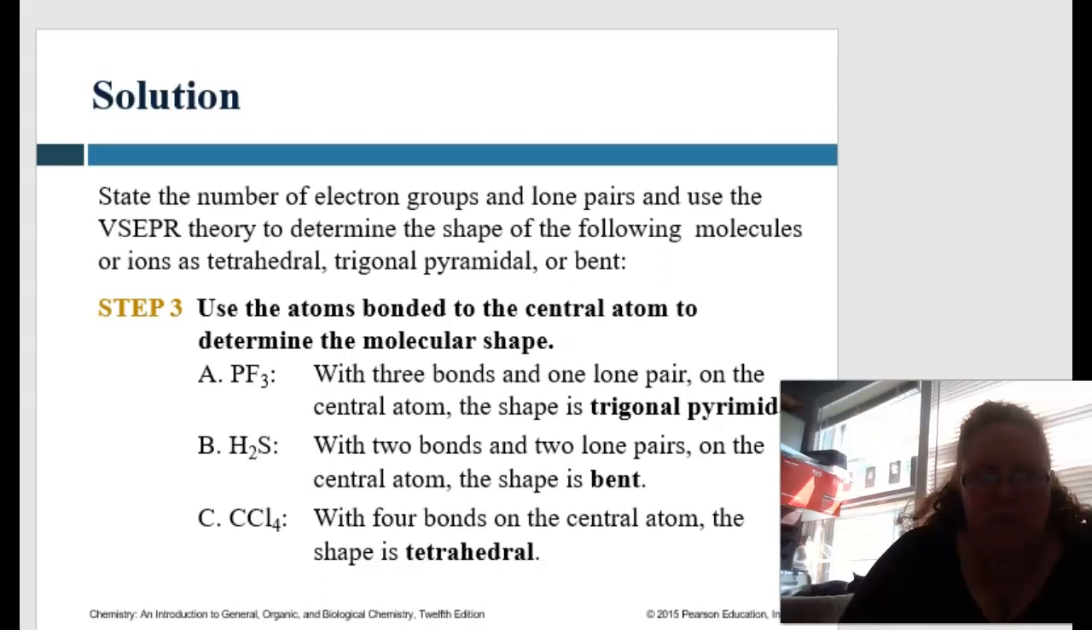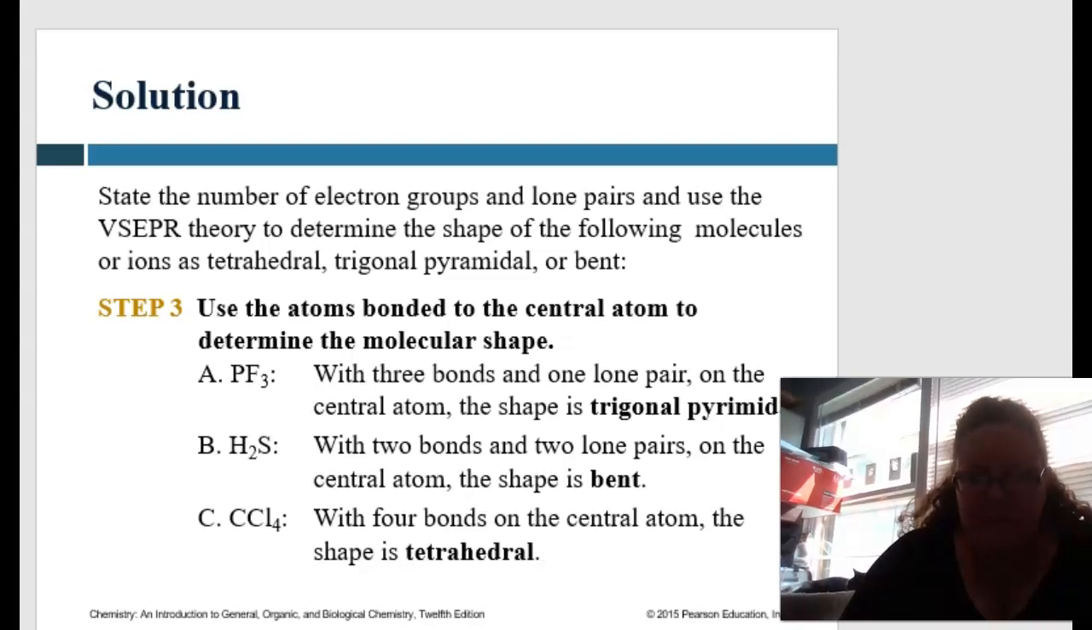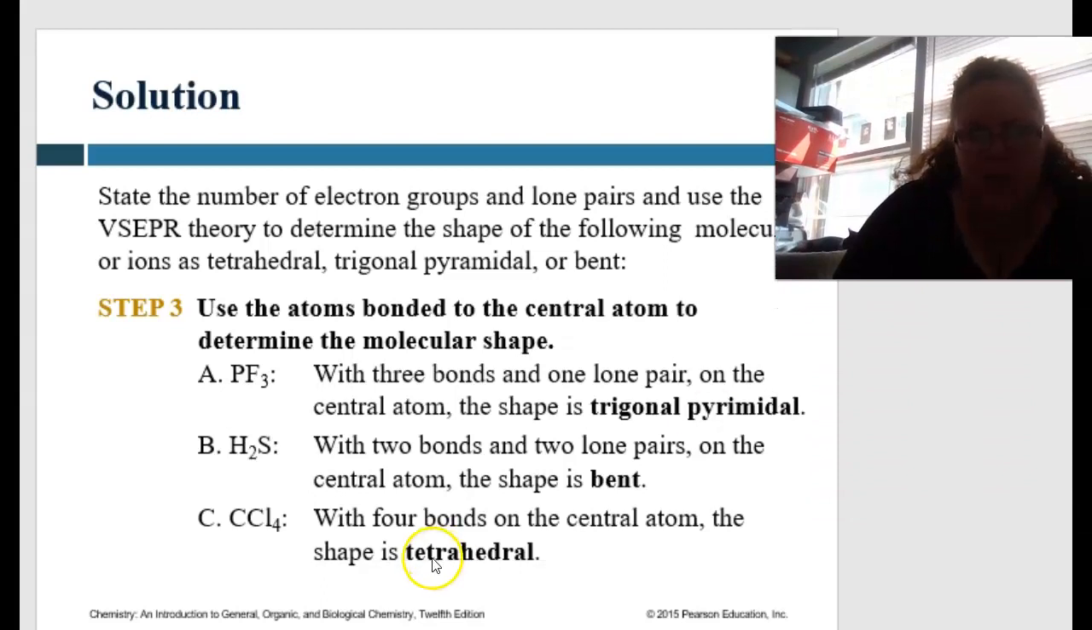So step 3, use the atoms bonded to the central atom to determine the molecular shape. With 3 bonds and 1 lone pair on the central atom, this is going to be trigonal pyramidal. Okay, H2S with 2 bonds and 2 lone pairs on the central atom, this is bent. With 4 bonds on the central atom, the shape is tetrahedral.